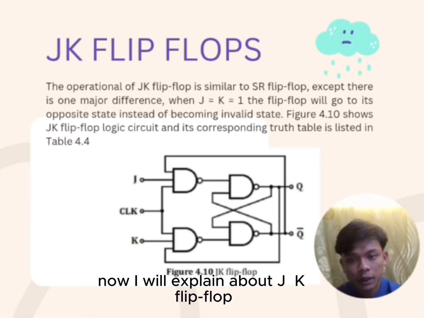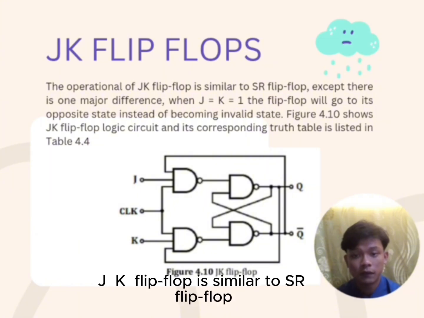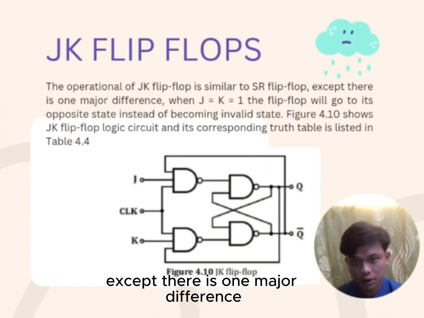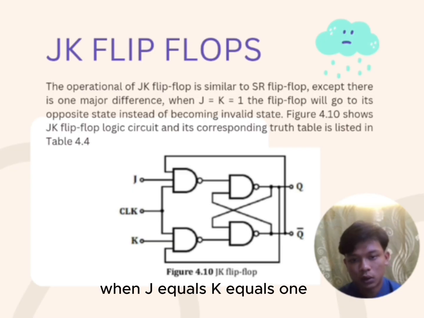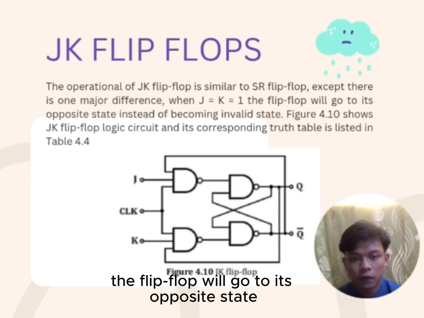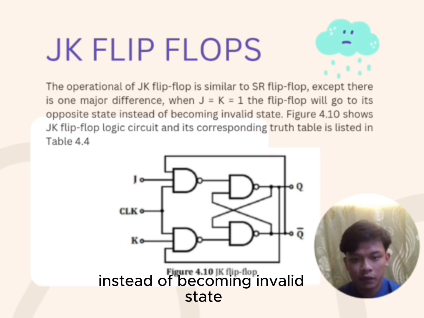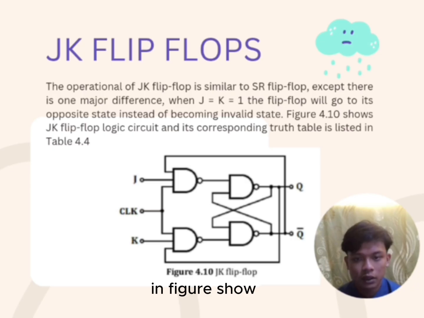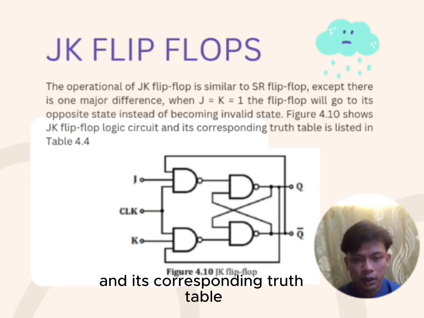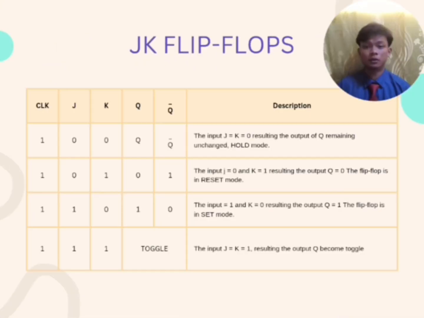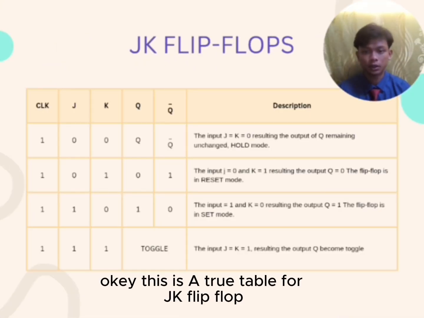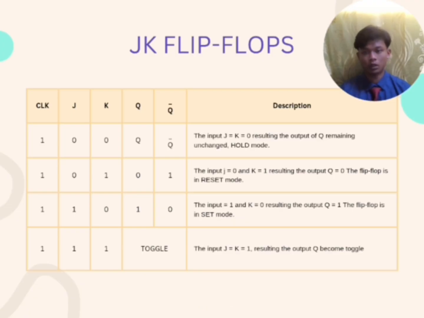Now, I will explain the JK flip-flop. The JK flip-flop is similar to the SR flip-flop, except there is one major difference. When J equals K equals 1, the flip-flop will go to its opposite state instead of becoming an invalid state. The figure shows the JK flip-flop logic circuit and its corresponding truth table.